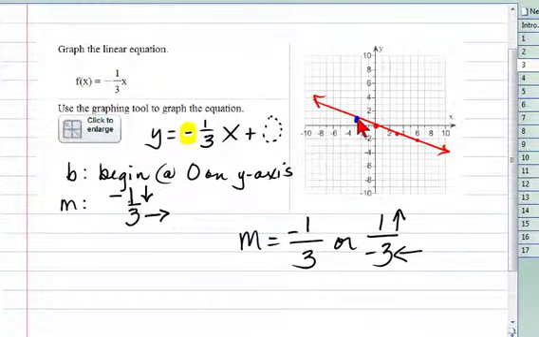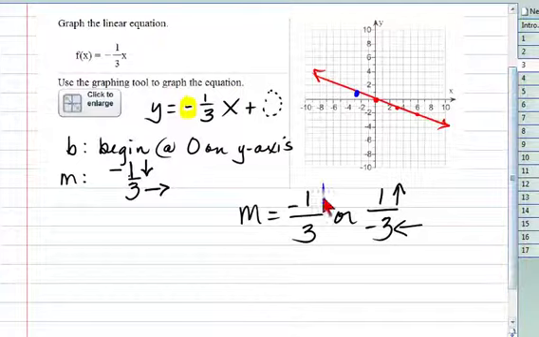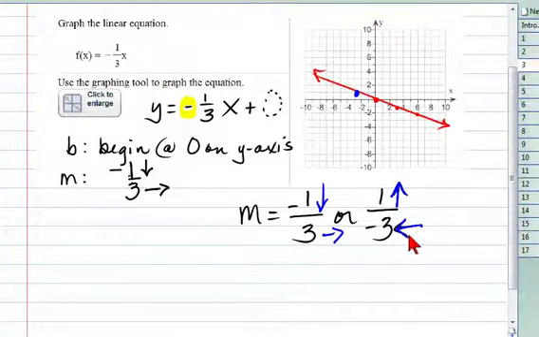I just used a big fat marker and it didn't work quite as well. But excellent point, because you should be able to go down and right or go up and left and you'd be on the same line. And it's your choice.